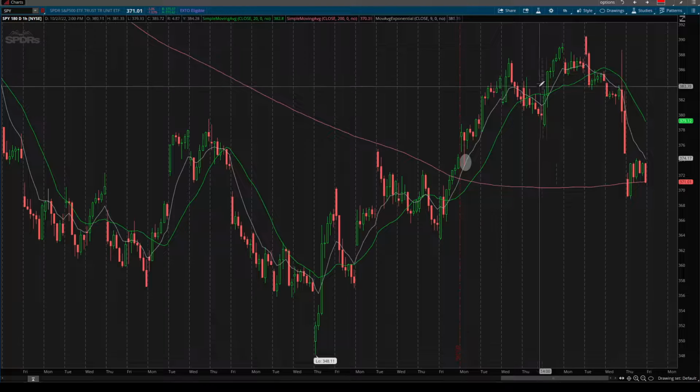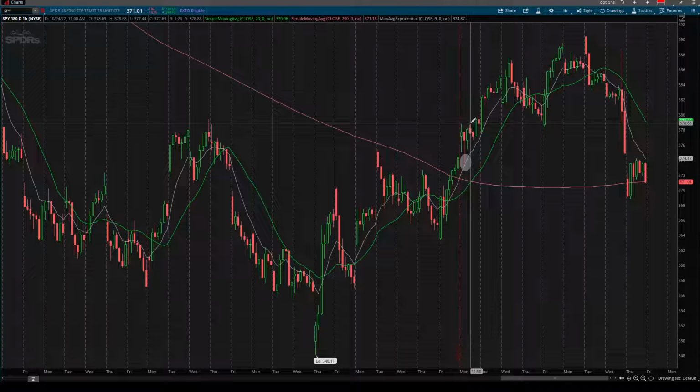Hey, maybe we're overextended on this run. We're finally breaking. Maybe the 9 and the 20 are crossing. Who knows? On the daily, hey, we cross, we want to be a little bit bullish.